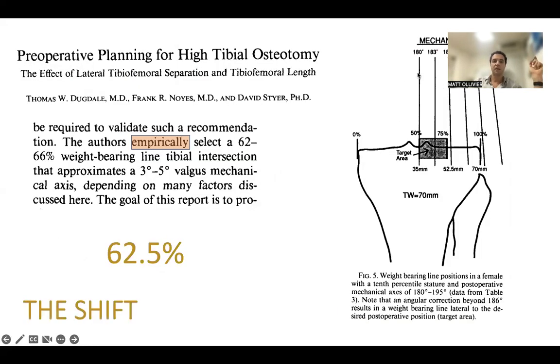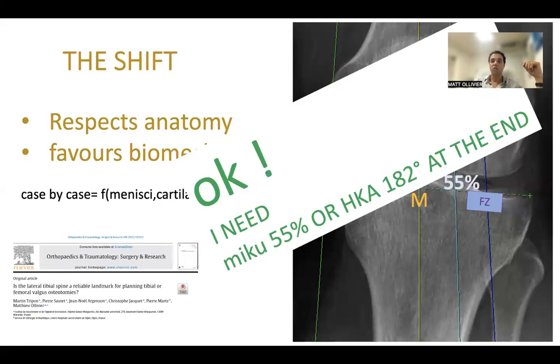Then the Americans, Dugdale and Noyes, came and said, you know, those 60 to 70 is not very easy to understand. Let's focus on the 62.5%. And you can argue that it was very nice, but it was completely, and admitted by the author, empirically decided. So they thought that 62.5 was a good point, and they stuck with that. And for decades, everybody looked at this number like the golden number without being pushed by any basic science or clinical evidence.